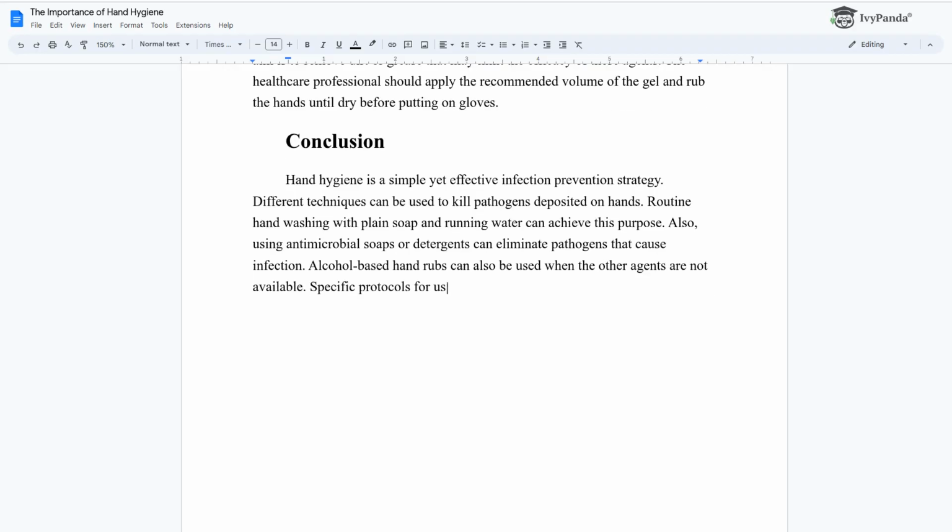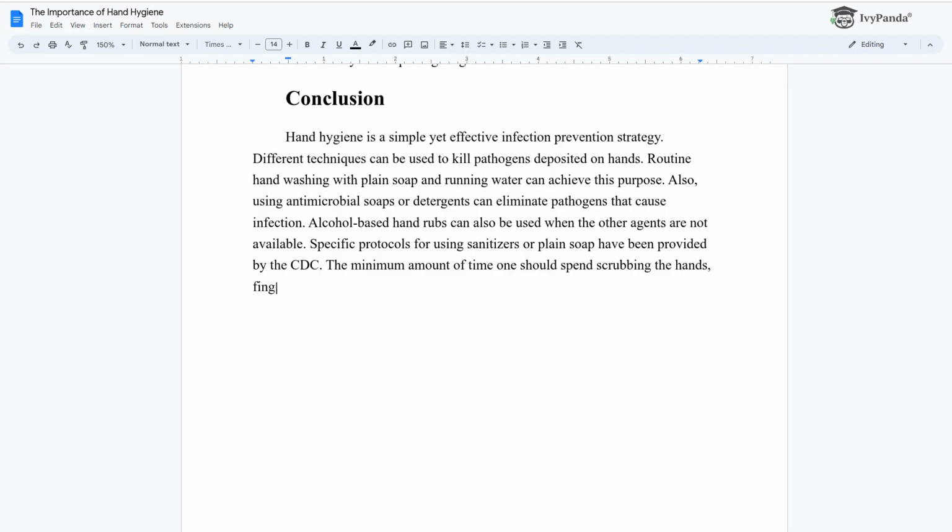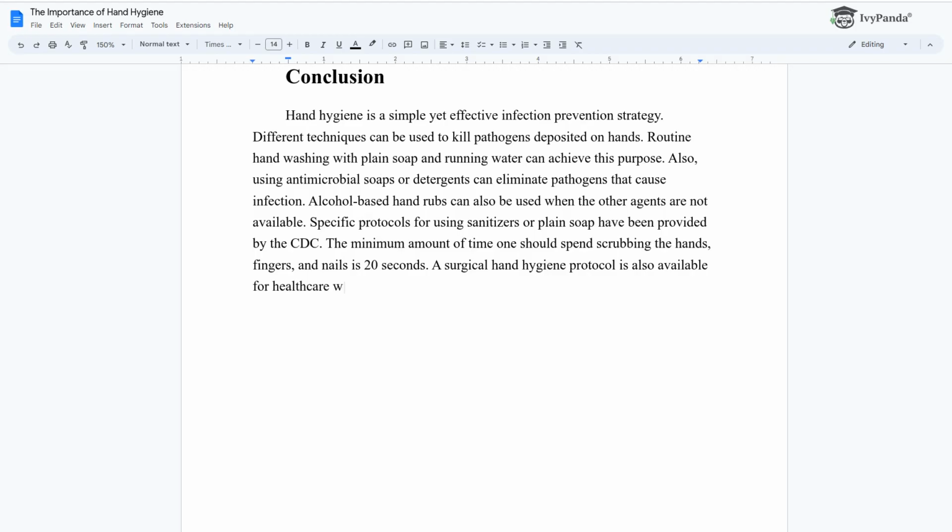Specific protocols for using sanitizers or plain soap have been provided by the CDC. The minimum amount of time one should spend scrubbing the hands, fingers, and nails is 20 seconds. A surgical hand hygiene protocol is also available for healthcare workers in theater settings. It is indicated before and after patient contact.